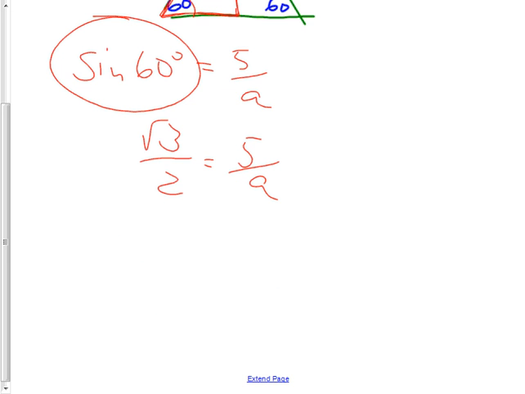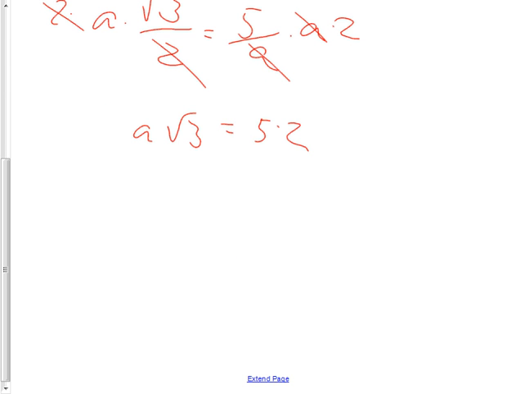I'm going to multiply both sides by A to get that A out of the denominator. That'll be good. Now, what else is in the denominator? Remember how to clear fractions like that? That's on this little top 20 you're going to be taking in a minute. All right, got to clear that 2 out of there, so I multiply everything by 2. And that'll clear that out of there. Now I'm left with A root 3 equals 5 times 2, and I'm almost done to get A alone. A equals 10 over square root of 3, dividing both sides by square root of 3.